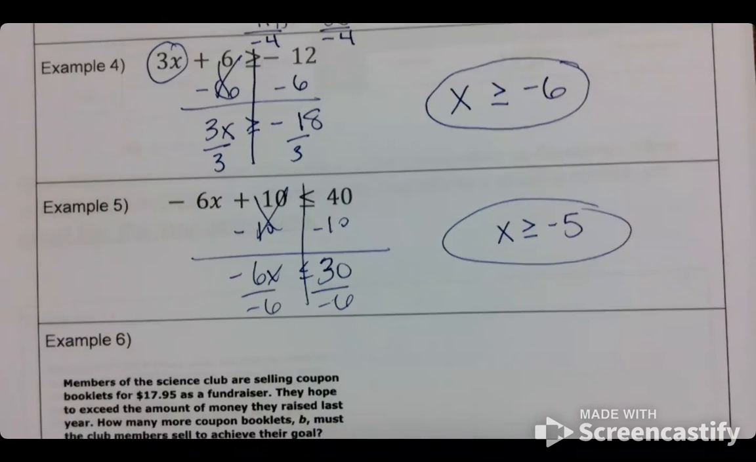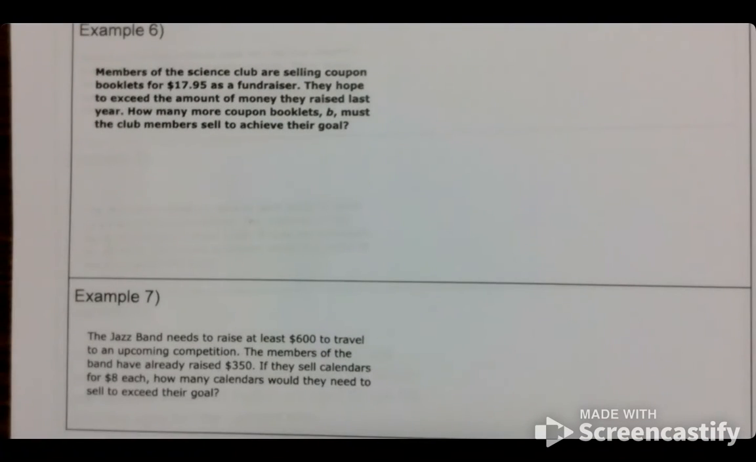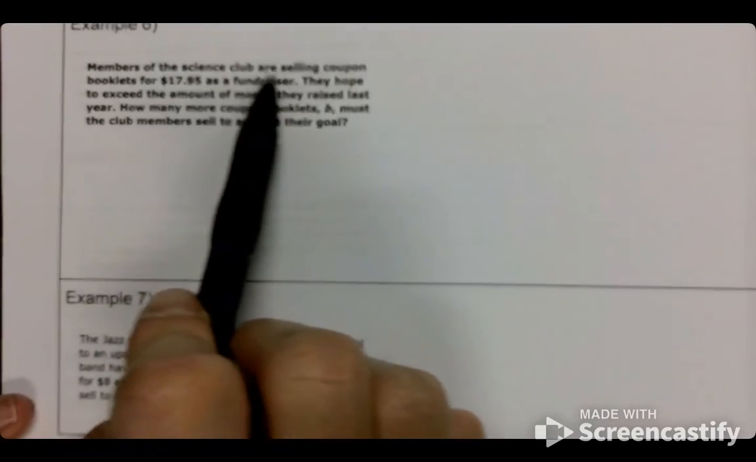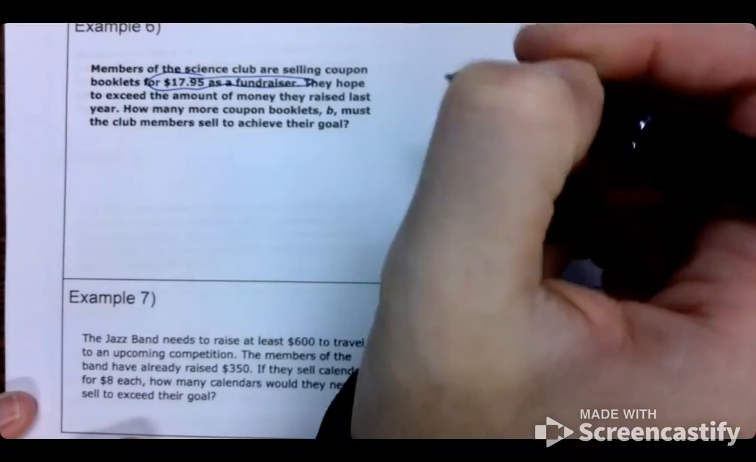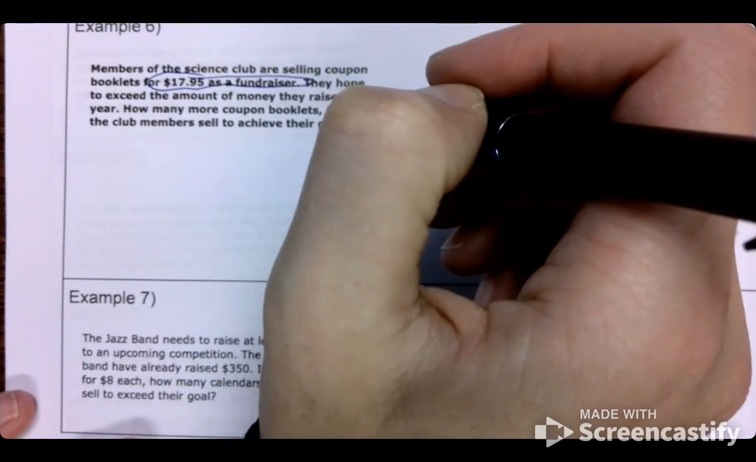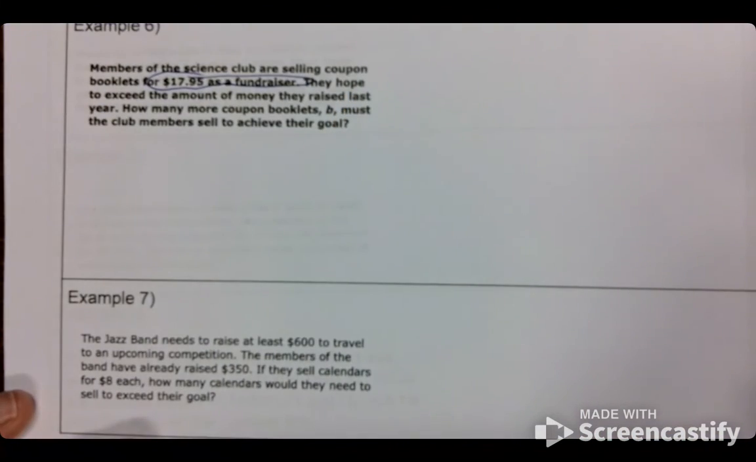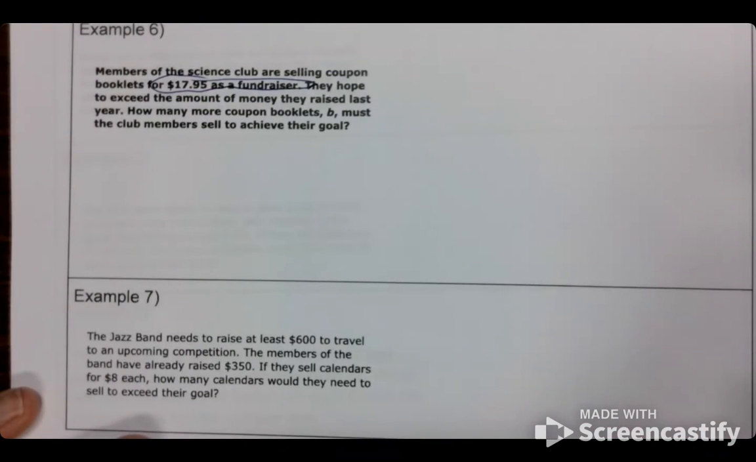One thing that we're going to add in today is going to be word problems. So, members of the Science Club are selling coupon booklets for that much as a fundraiser. They hope to exceed the amount of money they raised last year. How many more coupon booklets must the club members sell to achieve their goals? Yep, you can't do 6 because you don't have enough information.